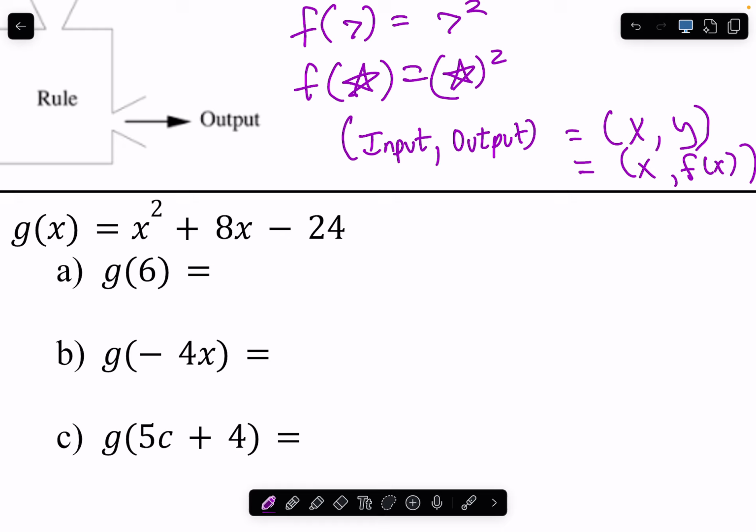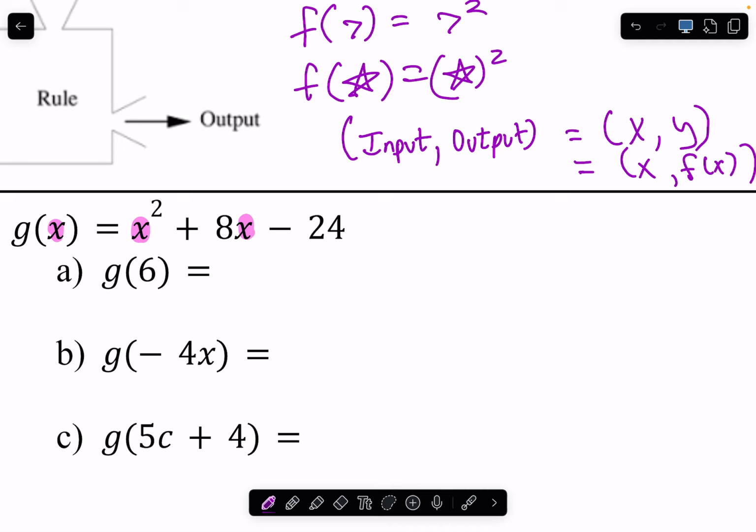So we've got this g of x function, and it's just a quadratic. Remember, the highest power is 2. And then we are going to input an increasing level of difficulty stuff, okay? So the first thing I want to input is 6. So every place that our x is sitting, I am going to replace it with a 6. And I am just searching for the output.